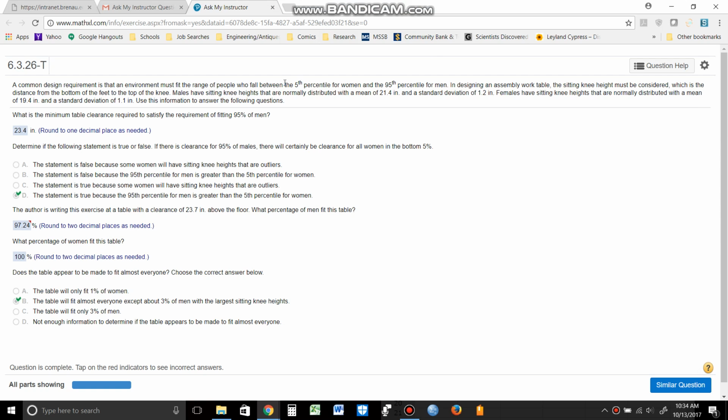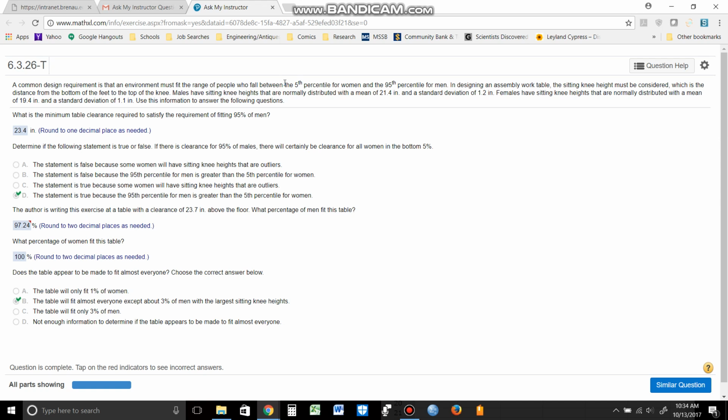We have a common design requirement that an environment must fit a range of people who fall within the 5th percentile for women and the 95th percentile for men in designing an assembly work table. The sitting knee height must be considered, which is the distance from the bottom of the feet to the top of the knees. Males have a sitting knee height that is normally distributed with a mean of 21.4 and a standard deviation of 1.2. Females, on the other hand, have a mean of 19.4 and a standard deviation of 1.1. Use this information to answer the following questions.